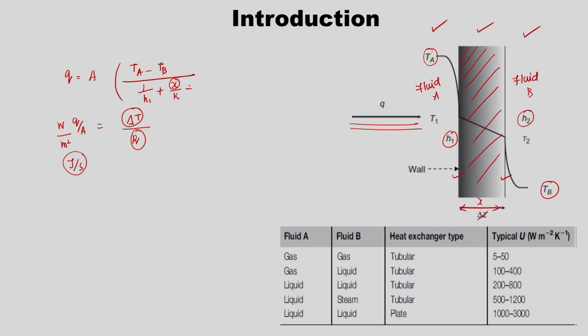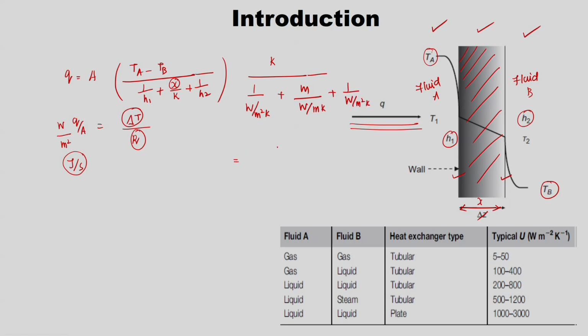So, x upon k plus 1 upon h2, this is the resistance. Here T is in Kelvin. The 1 upon h is watt per meter square Kelvin, x is meter, and k is watt per meter Kelvin. So this is 1 upon watt per meter square Kelvin.